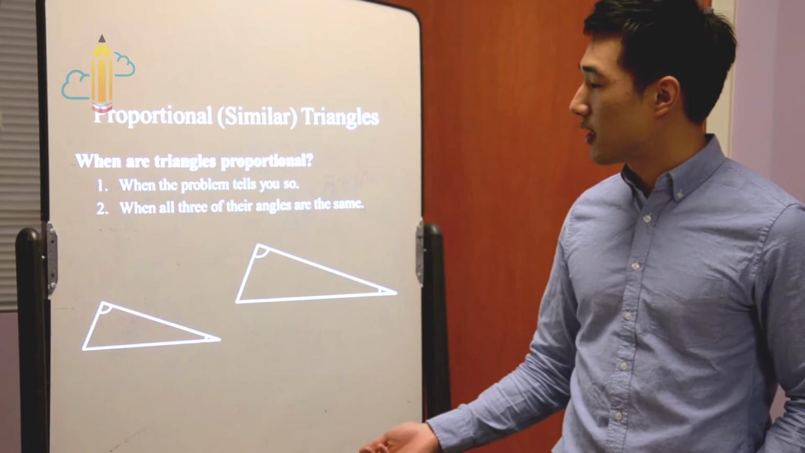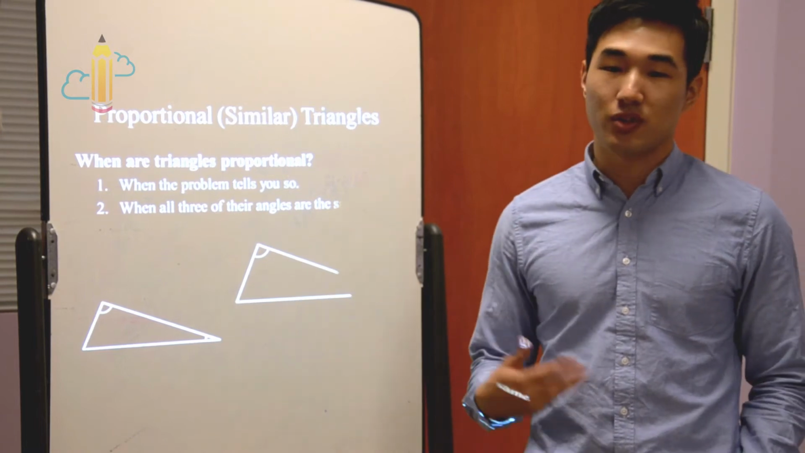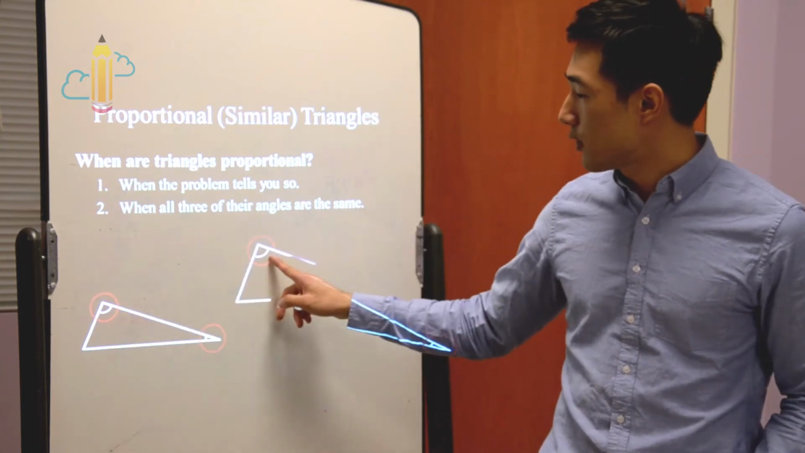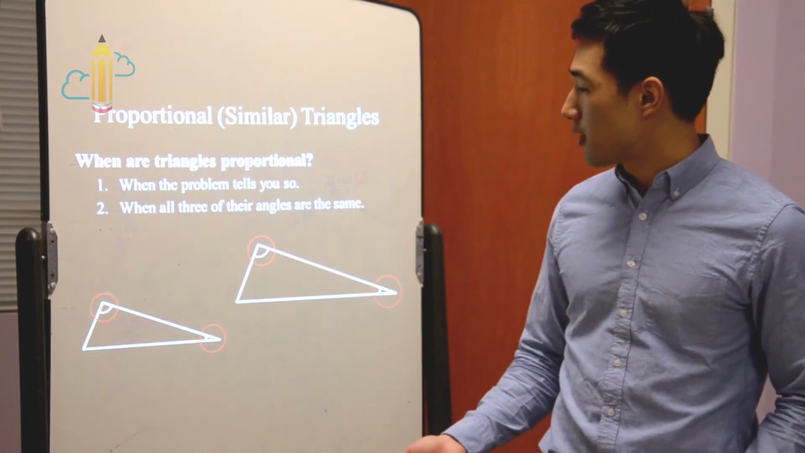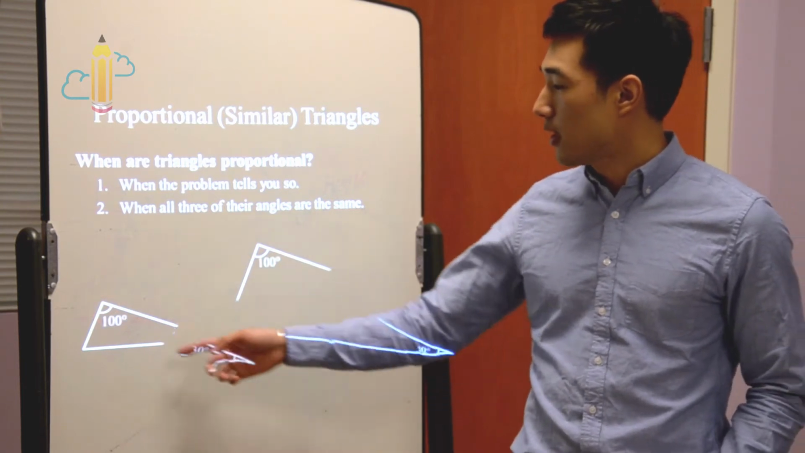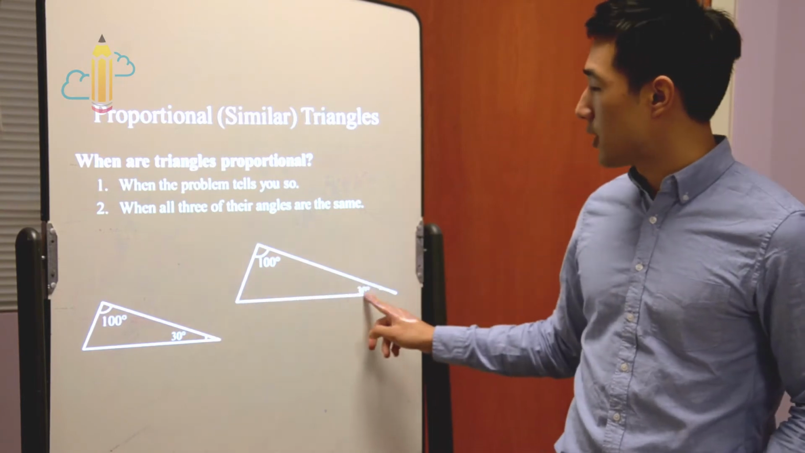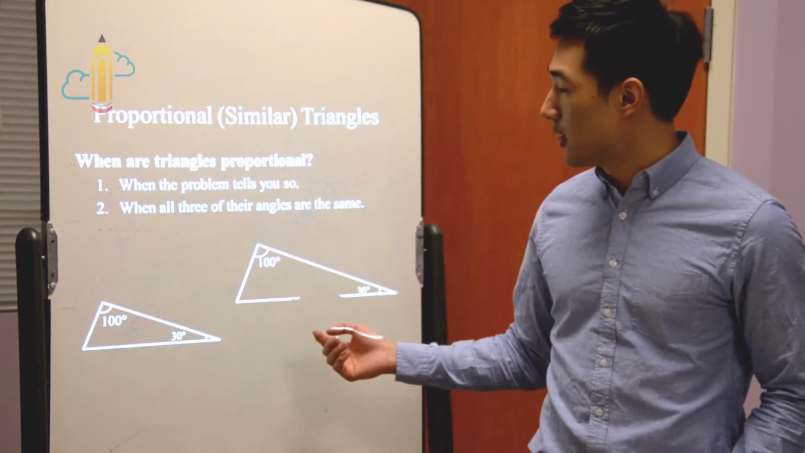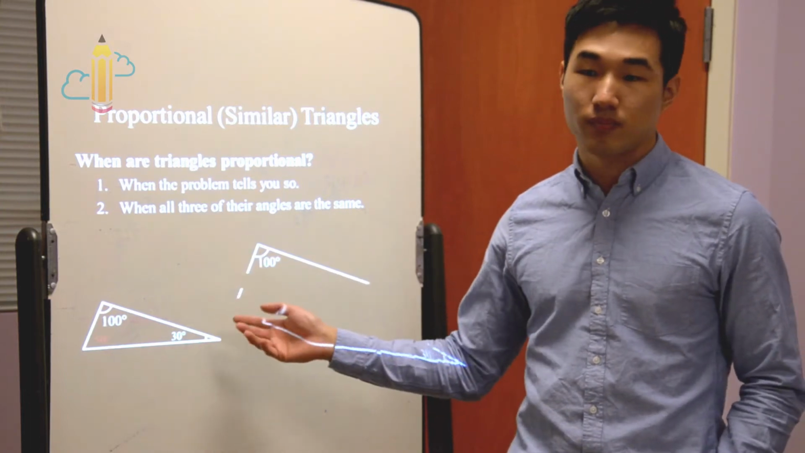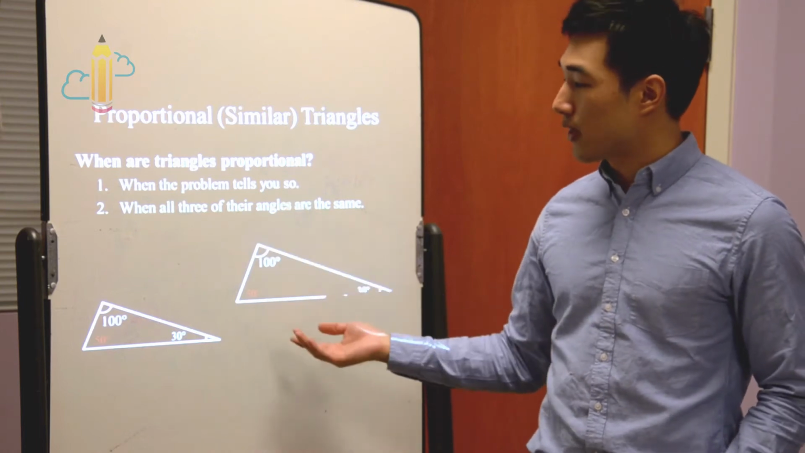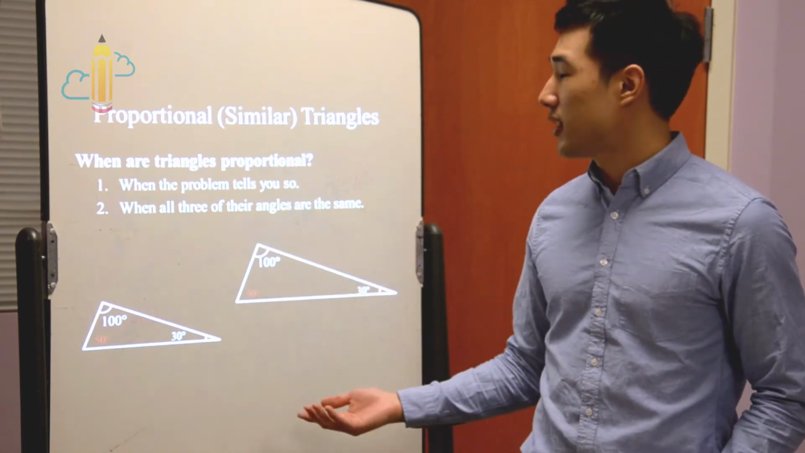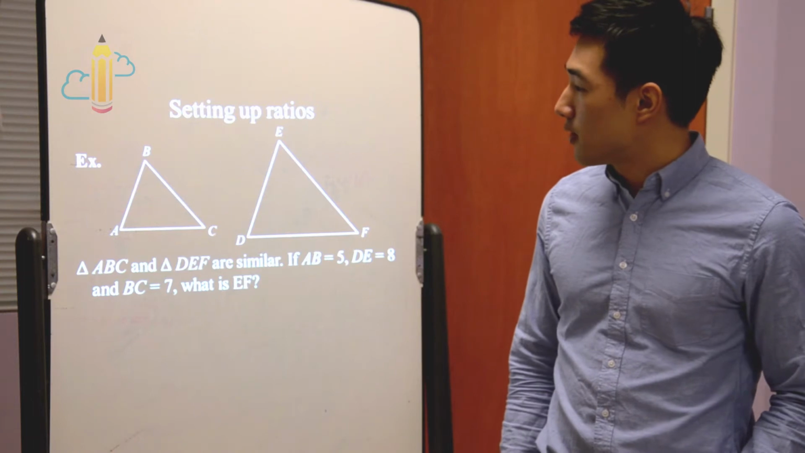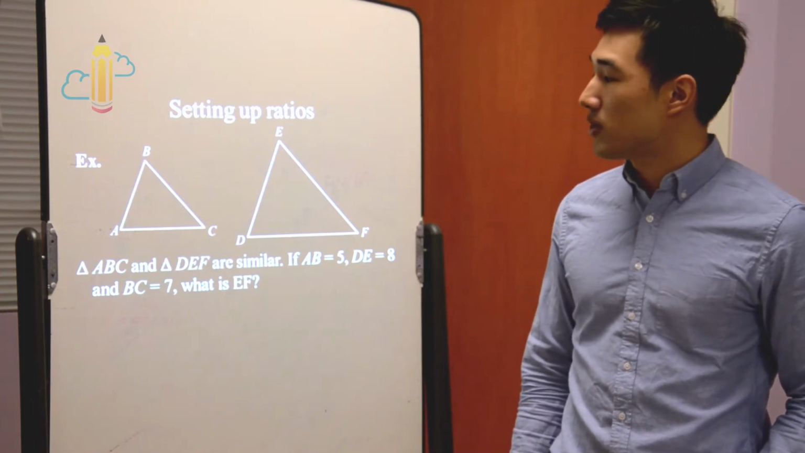Which is actually to say that when two of their angles are the same, then you know they're proportional. Okay? Because, let's say, these two angles are the same and these two angles are the same, then you know the third one. Like, let's say these were 100 degrees and these were 30 degrees. Then, obviously, because you know that the angles of a triangle have to add up to 180 degrees, then you know the third one has to be 50 for both of them. Okay, which means that all three of their angles are the same, and therefore, more importantly, the triangles are similar. Okay? Alright, so the trick to solving these problems is to set up ratios.